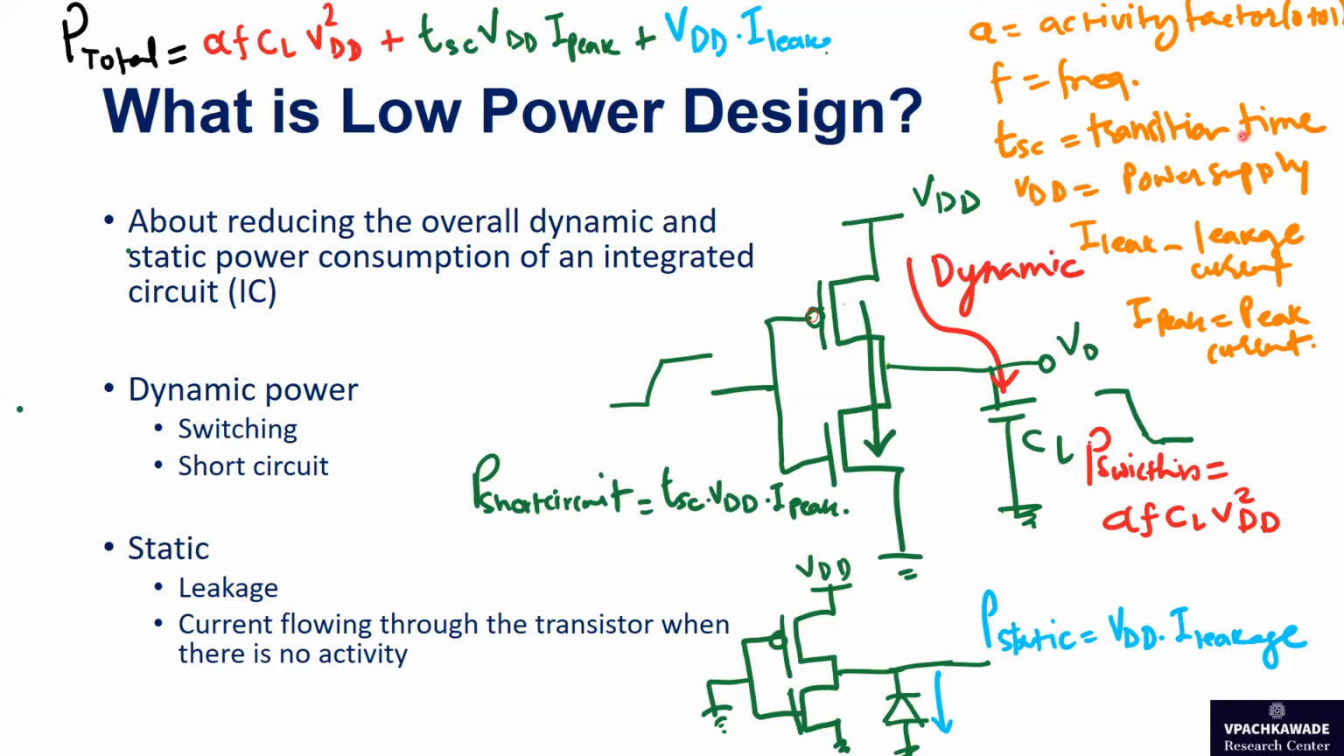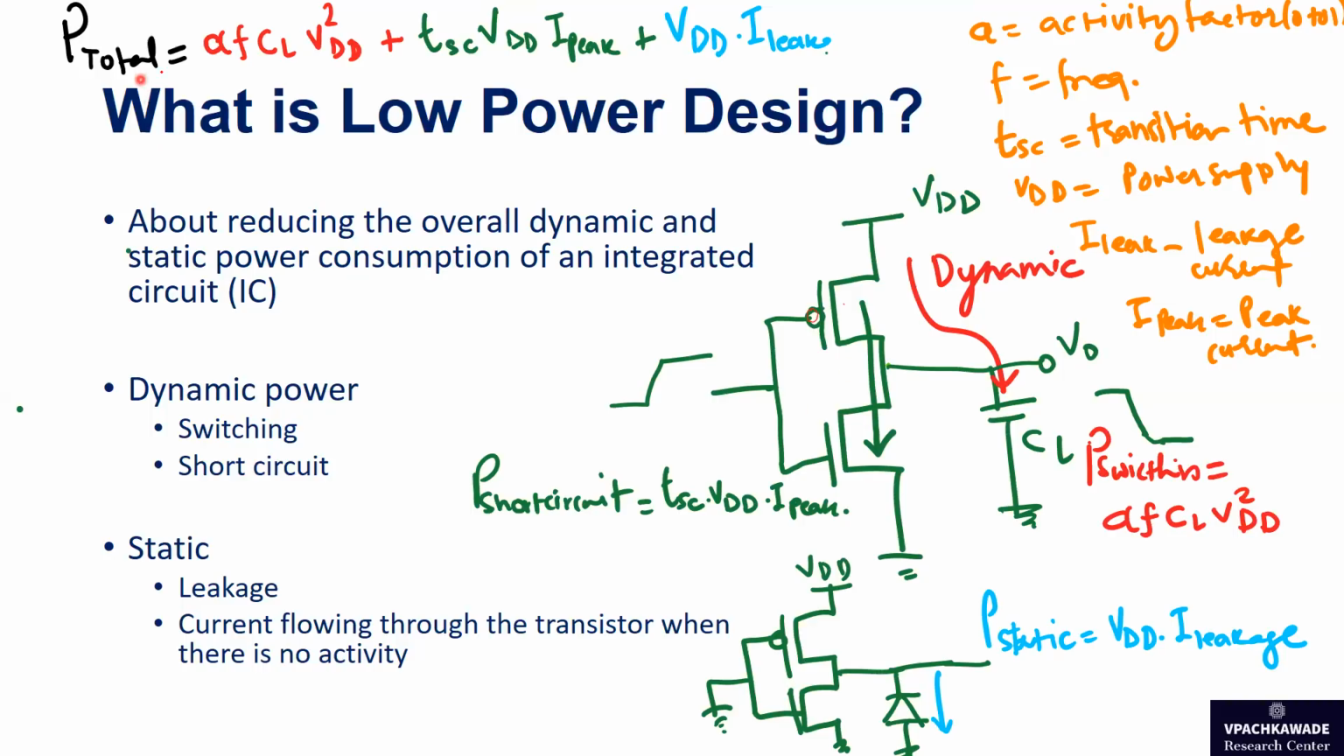TSC is the transition time when your logic switches from 0 to 1 or 1 to 0, that it takes some time. VDD is the power supply. I leak is the leakage current. I peak is the peak current. Now all these factors, when put up in an equation, constitute the total power equation for a switching circuit in CMOS IC design.